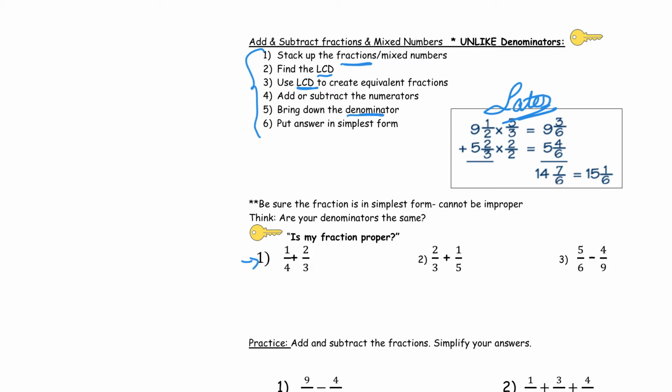Remember, when your denominators are the same, you just bring it down or you keep the denominator. You never, never, never add or subtract denominators. It's always about the numerators. The denominators have to be the same, and then once your denominators are the same, you can add and subtract the numerators only. So let's go through some of these problems with you. Let's take a look at problem number 1.